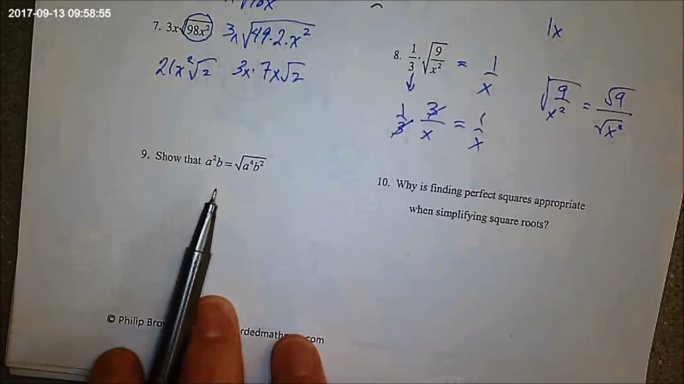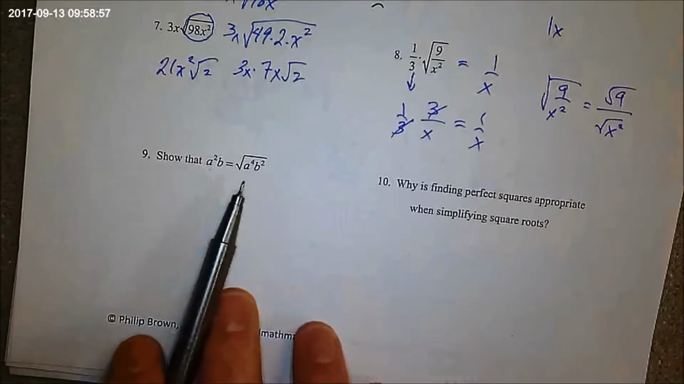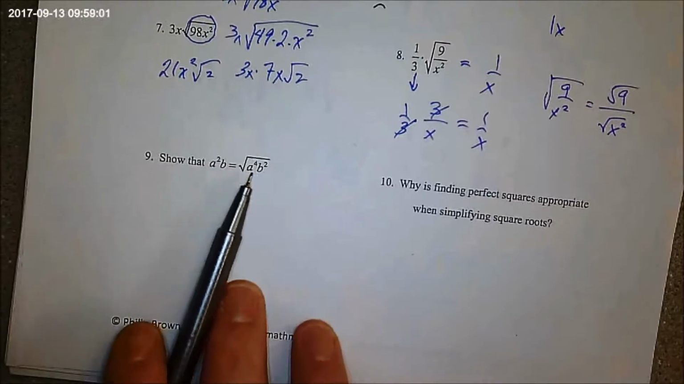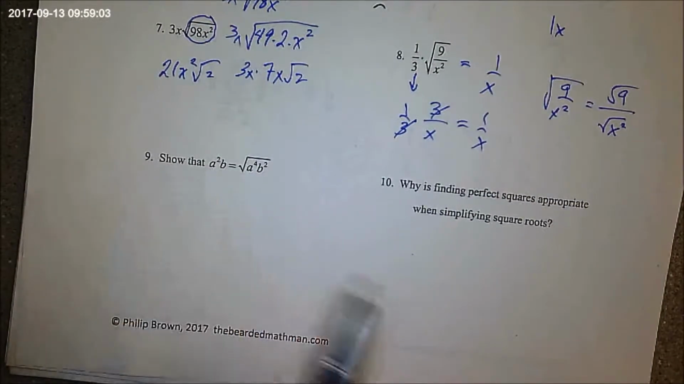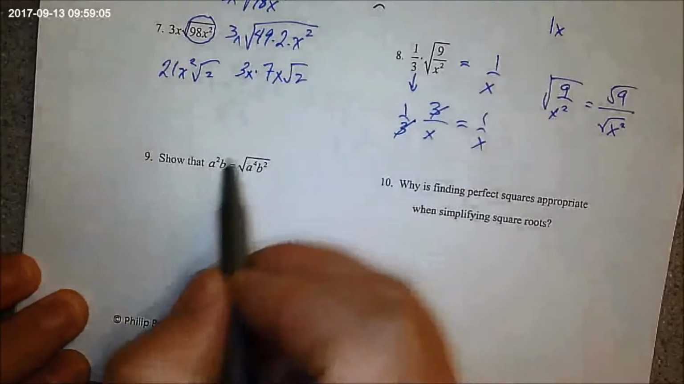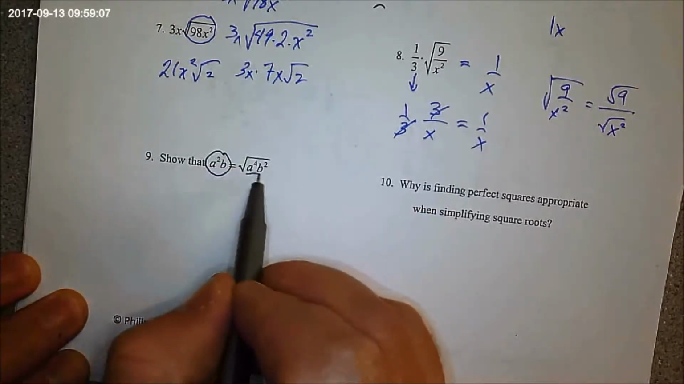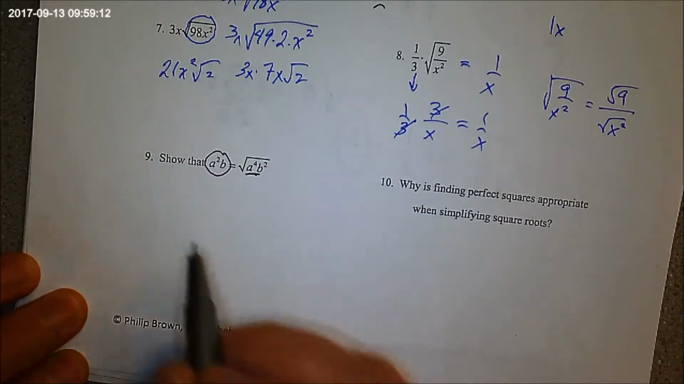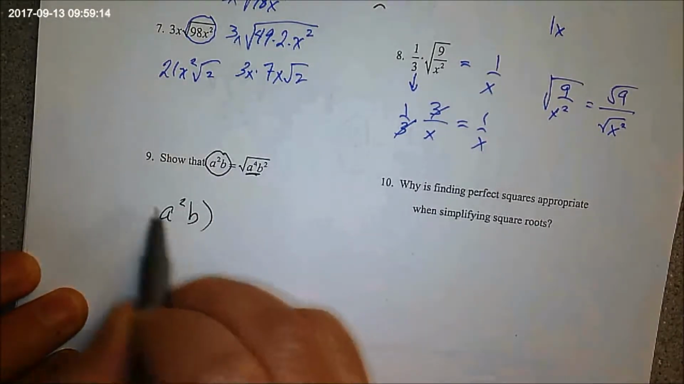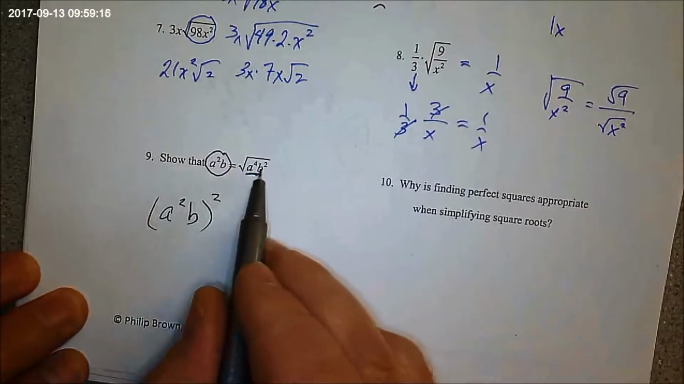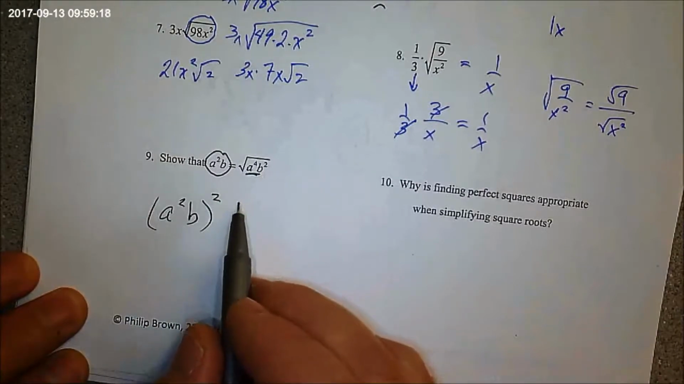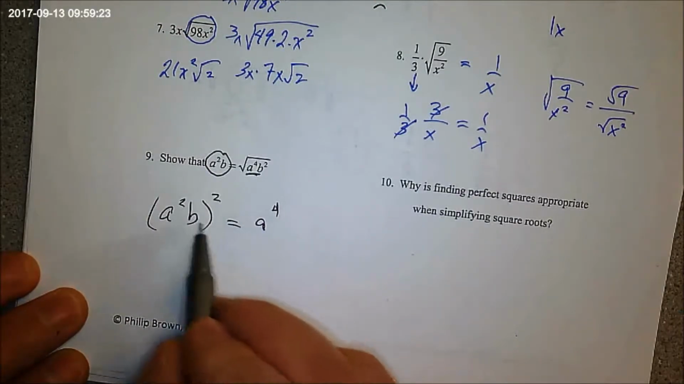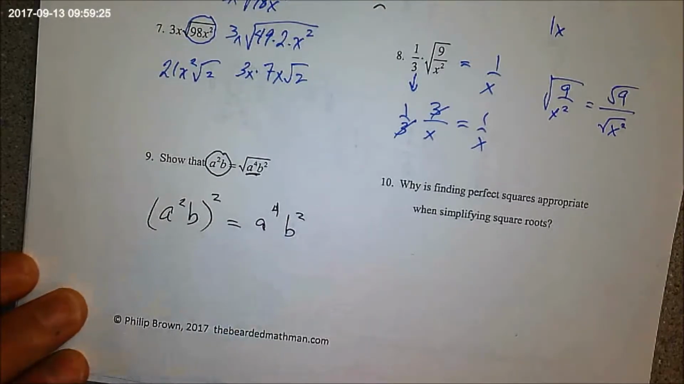Jesse, this one's really tricky. It says, show that a squared b equals this. The way you do that is you don't simplify this. This would be true, remember, if you square this and it equals the radicand. That's what it's asking you to do. So you take a squared b and you square it, and if it equals a to the 4th b squared, then you're good. So a squared is a to the 4th, and there you go.